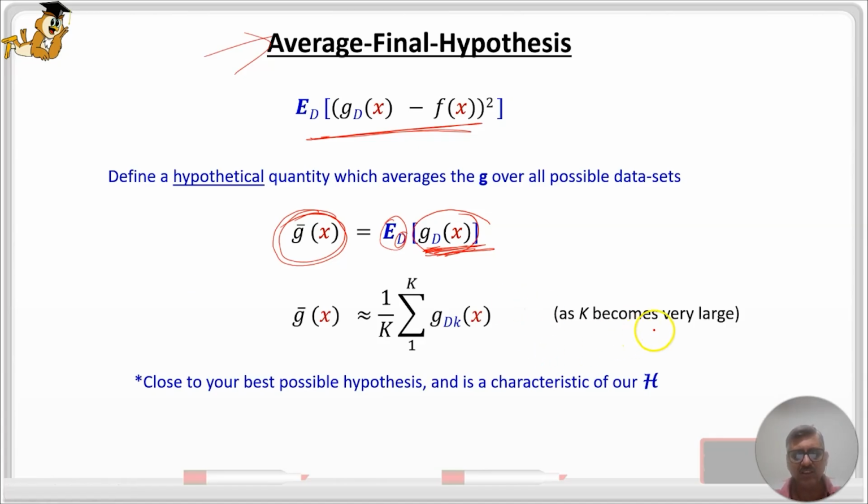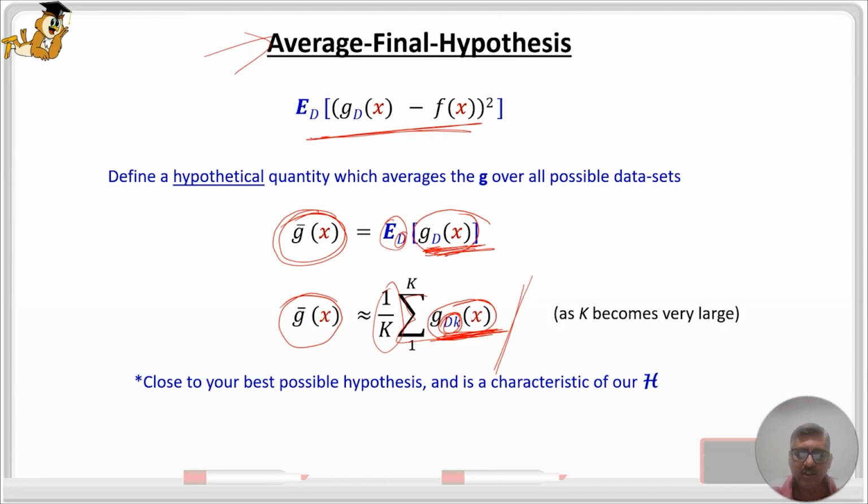In discrete terms, this is what it's going to look like. I just put it here so that you exactly understand what this is. For each data set D_k, you have the final hypothesis and you are going to average them by adding them all up and dividing by K. You are averaging all possible final hypotheses to give you this average final hypothesis. That's what we are doing. And to repeat, this is a hypothetical quantity because nobody is going to give you all possible data sets.